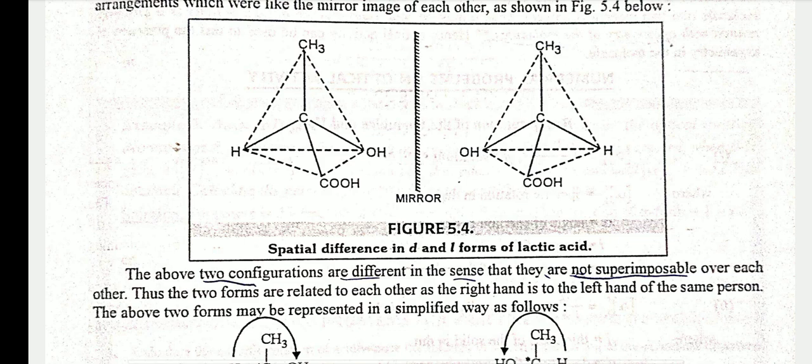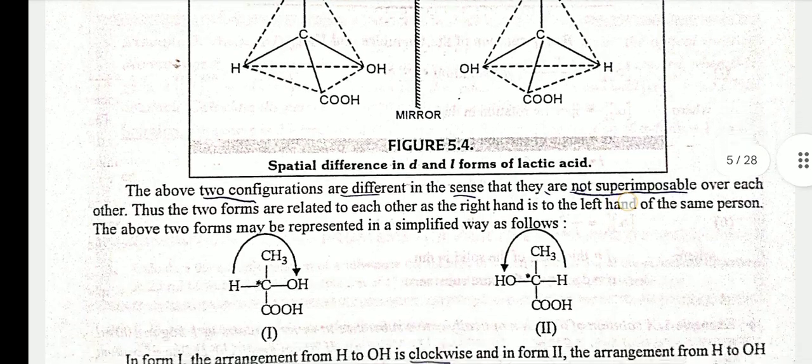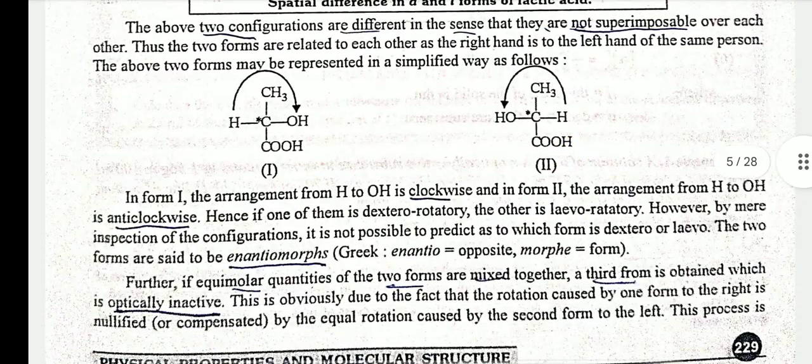The above two forms may be represented in a simplified way. In form 1, the arrangement from H to OH is clockwise, and in form 2, the arrangement from H to OH is anticlockwise. Hence, if one of them is dextrorotatory, the other is levorotatory. However, by mere inspection of the configuration, it is not possible to predict which form is dextro or levo.